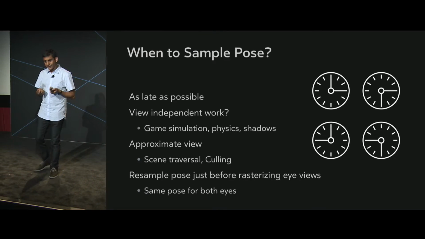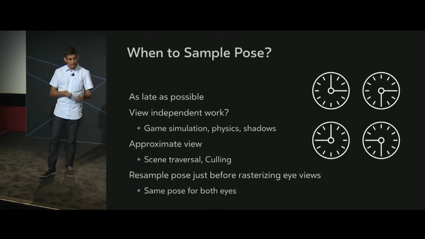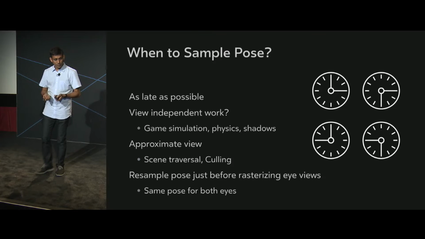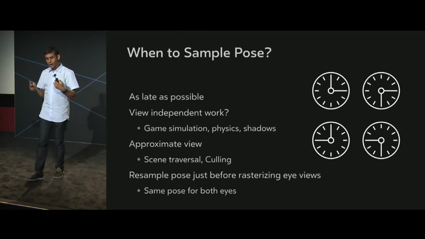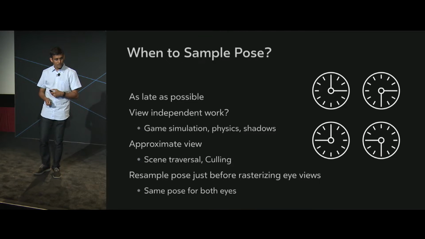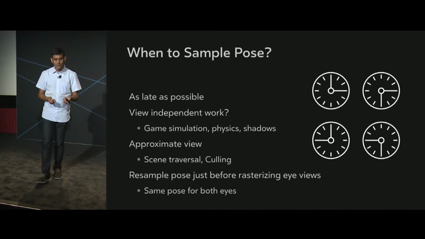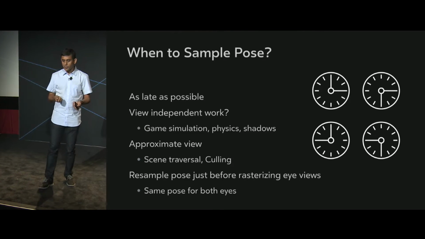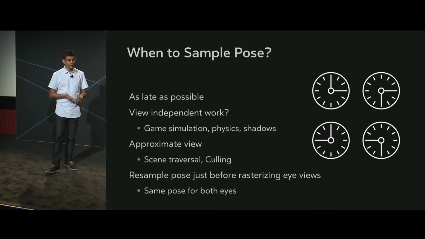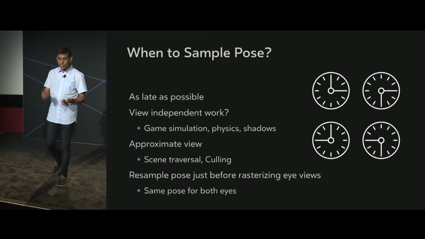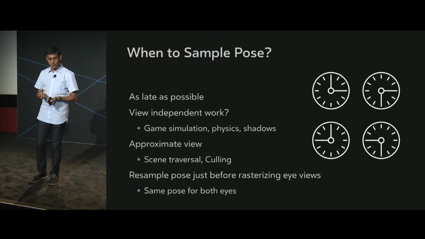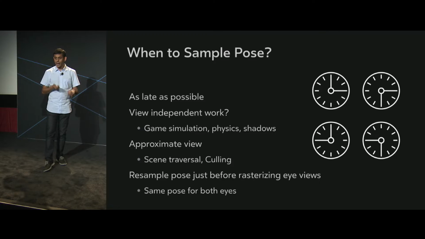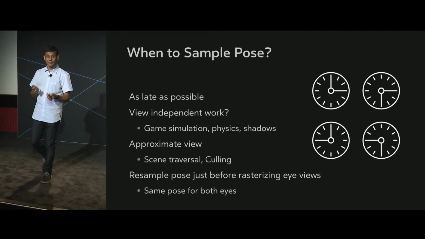So if the app has work that it can do that is view independent, you want to do that first and then predict the pose so that you have the most up-to-date pose and you're predicting out as little as possible. If you have game simulation and physics that you can do ahead of time, that would be helpful. Also, if you can do parts of your rendering with an approximate view and then refine the view just before drawing the left and right eye buffer, that would also be a recommended approach. Though, make sure that you're using the exact same pose for drawing both eyes. Do not sample the pose again between left and right eyes.